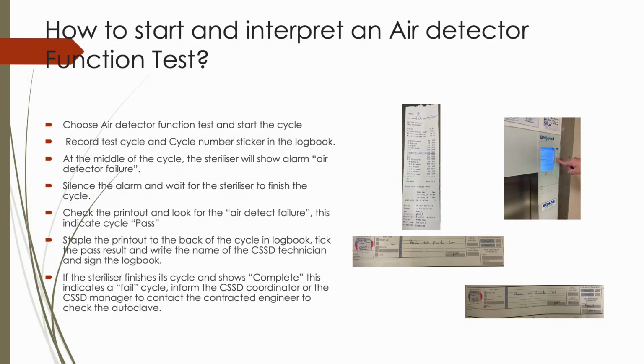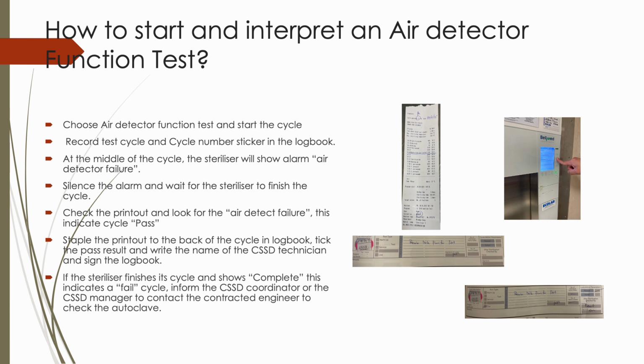The last performance test of the pre-vacuum sterilizer is the air detector function test, or BD function test as labeled in the Bellimed sterilizer. First thing is to choose the cycle, which is the air detector function test or Bowie-Dick function test. Then press OK to start the cycle. Next, record the cycle and the cycle number sticker in the logbook.